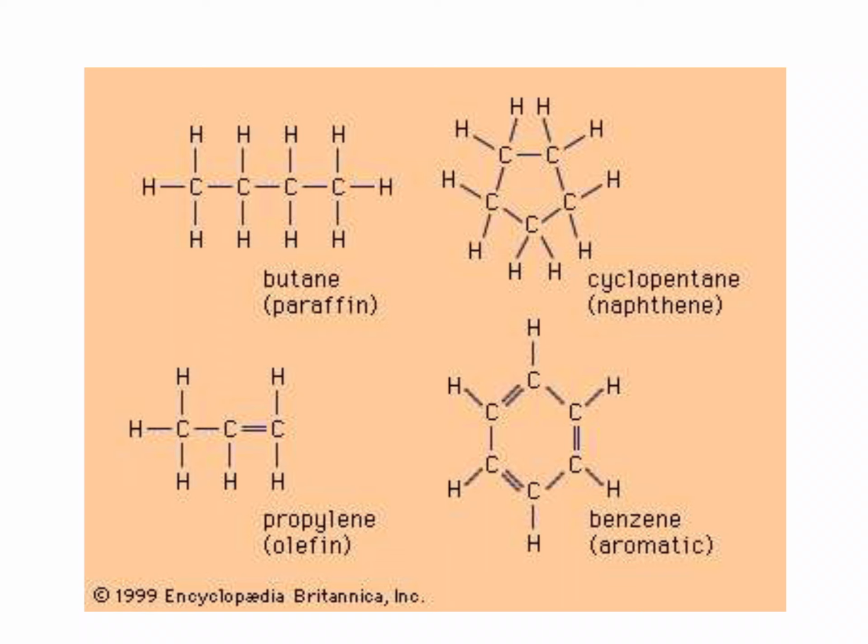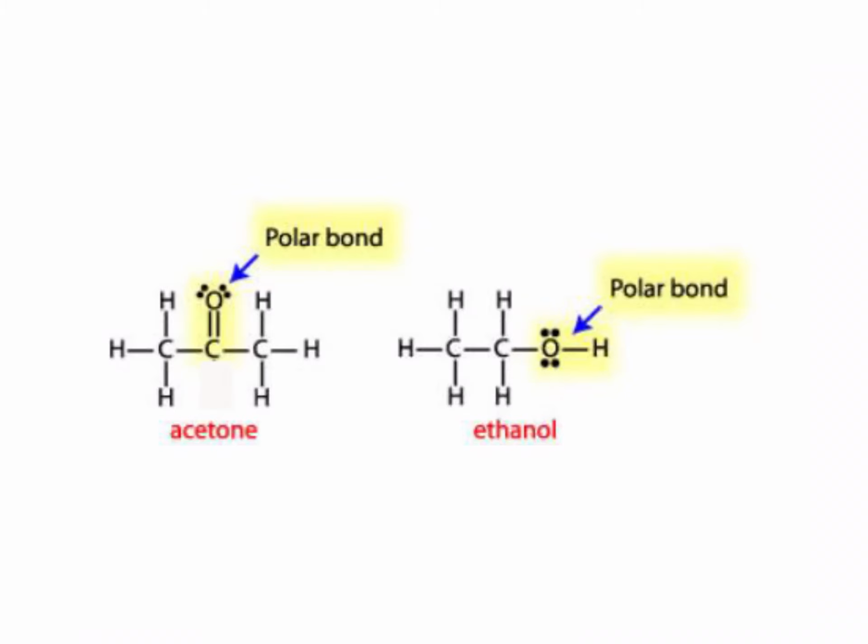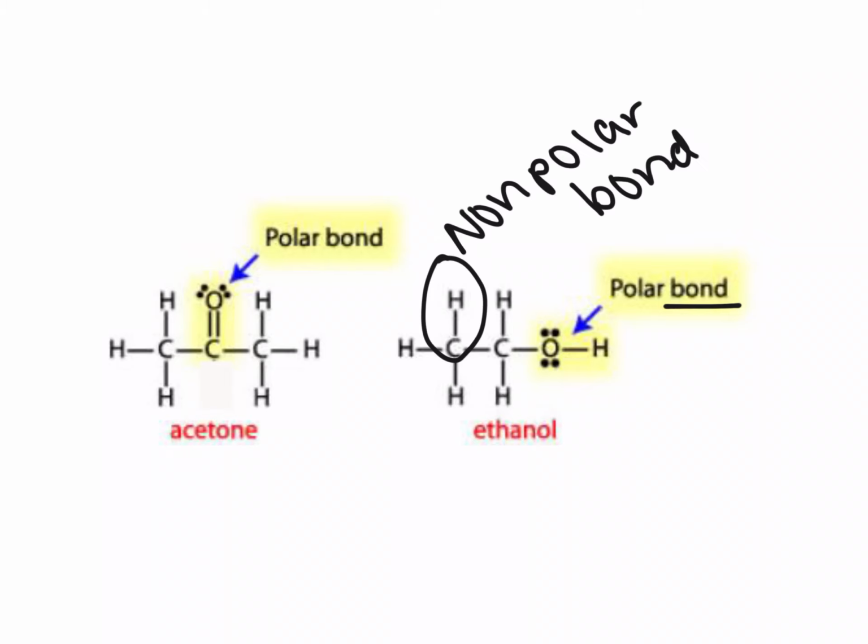Oftentimes, nonpolar molecules will be hydrocarbons, which is basically just a combination of hydrogen and carbon. They don't form dipoles because hydrogen and carbon don't have a very large difference in electronegativity, and the element themselves is not very electronegative. So let's take a look at a more complex photo. Here you can see that there are some polar bonds, but then there's also some non-polar bonds. It doesn't necessarily mean that the whole molecule is polar, but in this case it does.